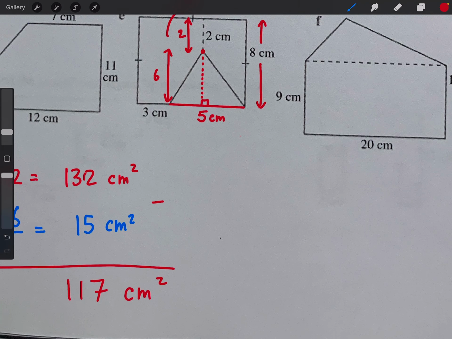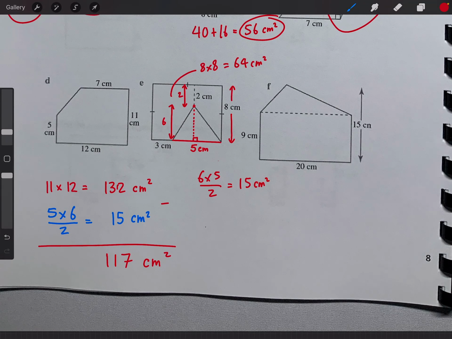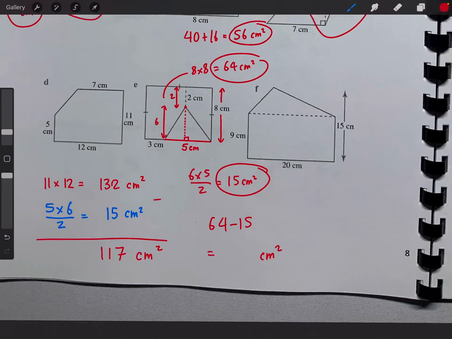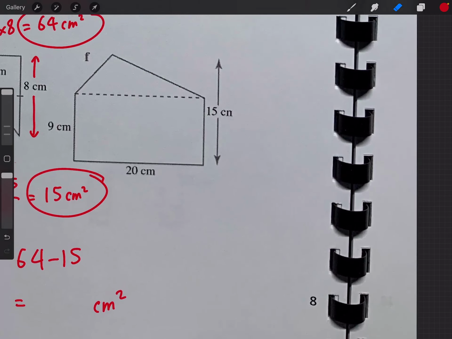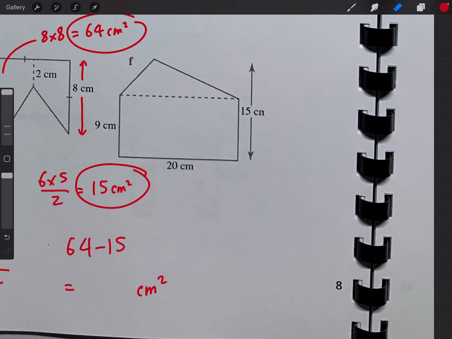So therefore the triangle is 6 times 5 divided by 2, which gives us 15 centimeters squared. And what do we do? We take 64, subtract 15, and you will get the answer in centimeters squared. The reason we subtract is because a triangle has been removed from the square. That's why it's missing there. So you subtract.